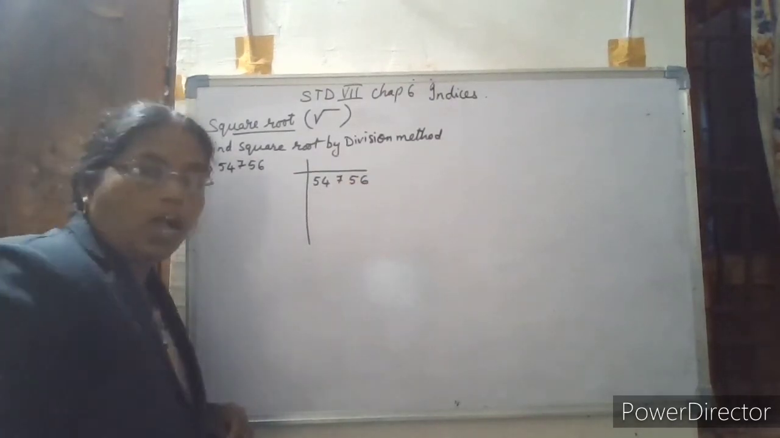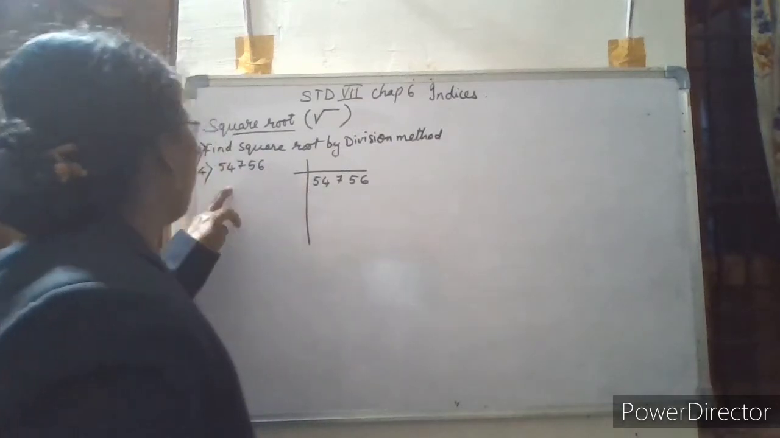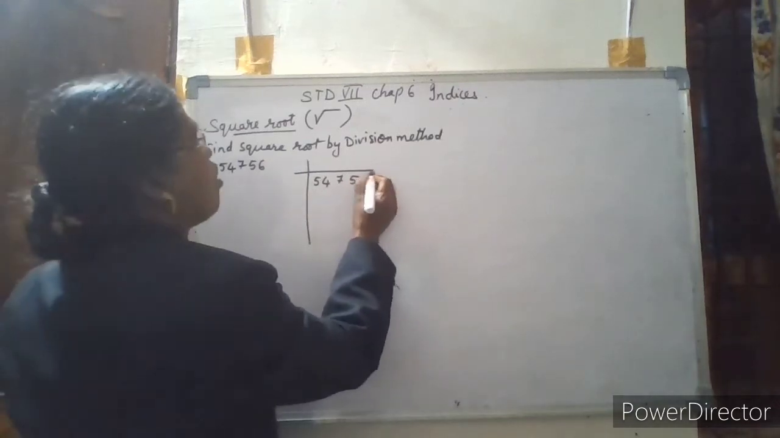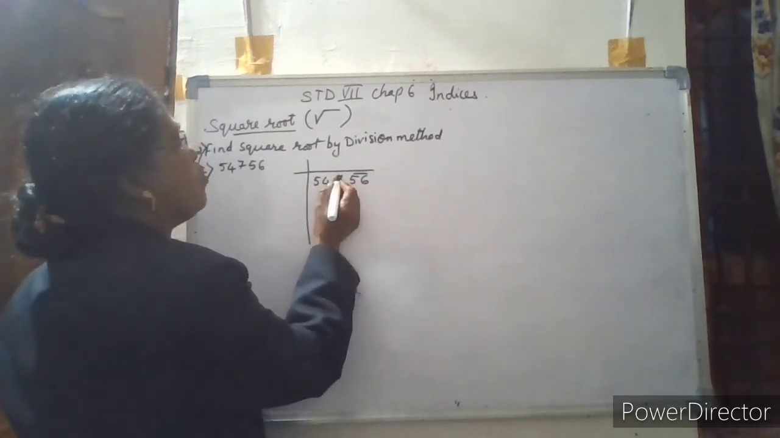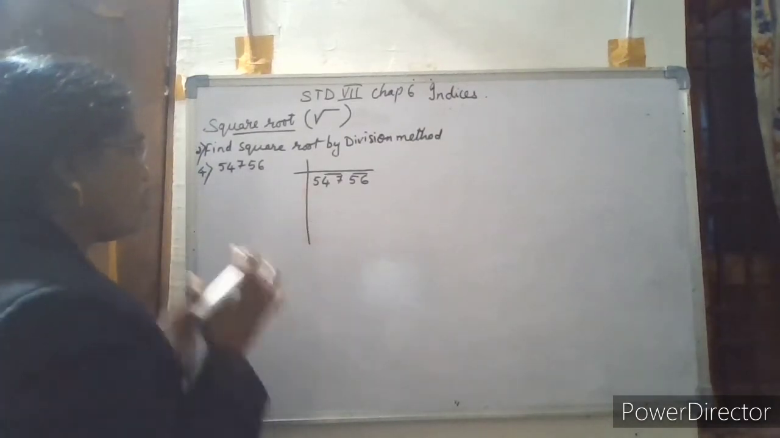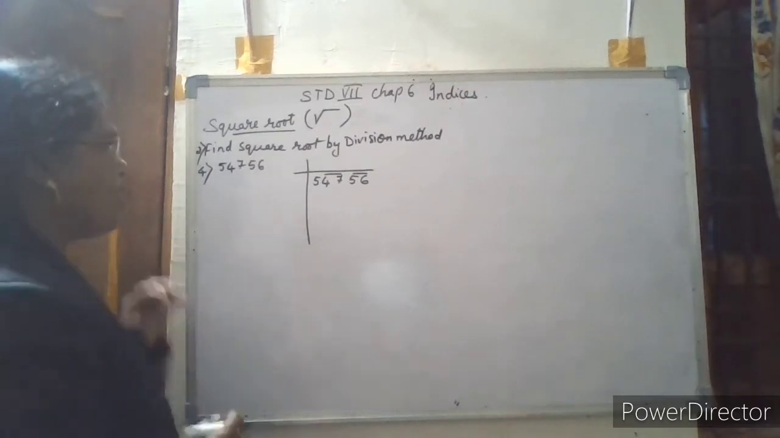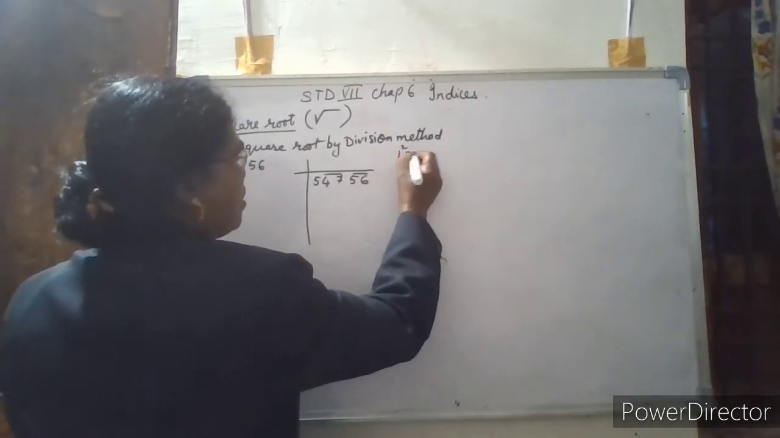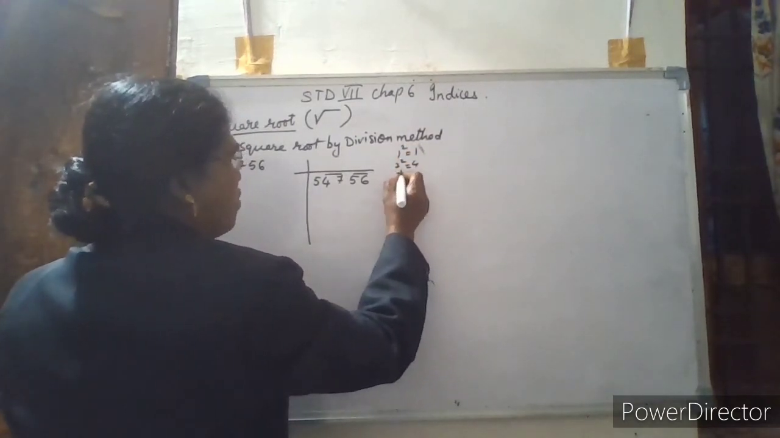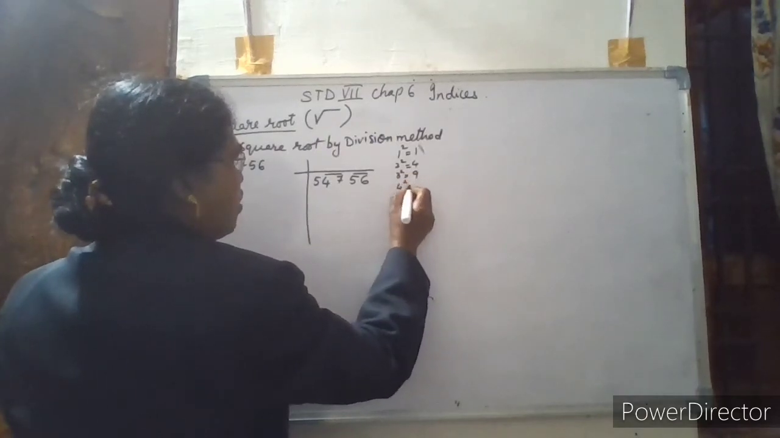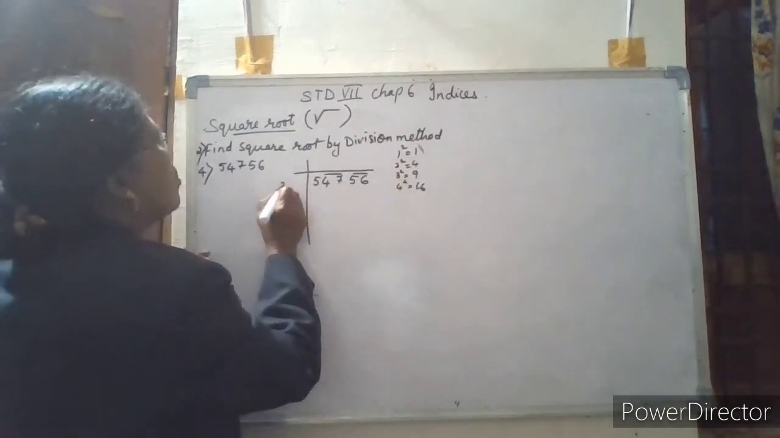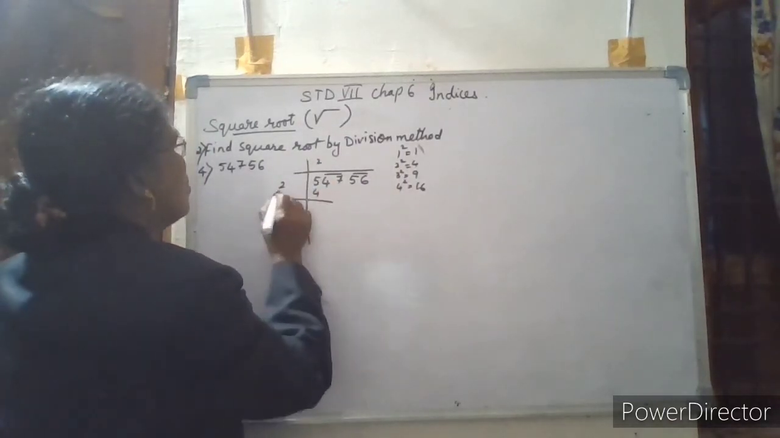54,756. So what is the first step? You have to make pairs: 1 2, 1 2. Again we got one single number 5, so this 5 must be divided first. Very nearest to it, as I have shown you, 1 square is 1 only, 2 square is 4, 3 square is 9, 4 square is 16. So the very nearest to 5 is 4. That is 2 2s are 4. Plus 2 you do, I get 4 here, minus you do, here I get 1.